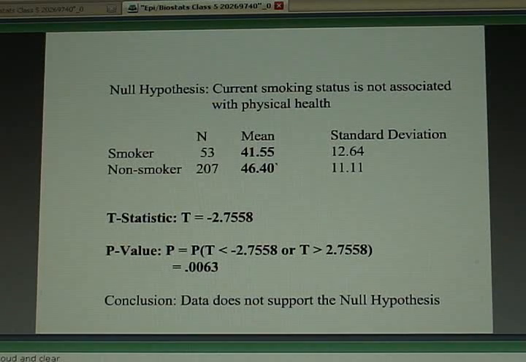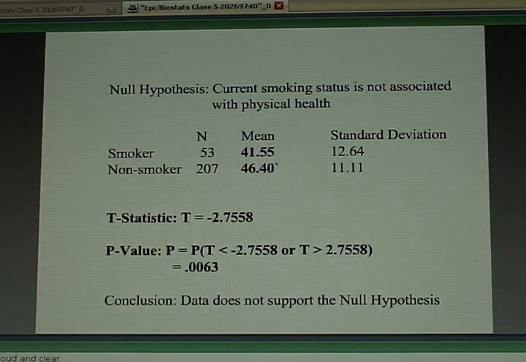That happens very seldom, only 0.6% of the time. 6 times out of 1,000 times when the null hypothesis is true, will you get data like this. So this data does not support the null hypothesis. That's what this small p-value is reflecting.